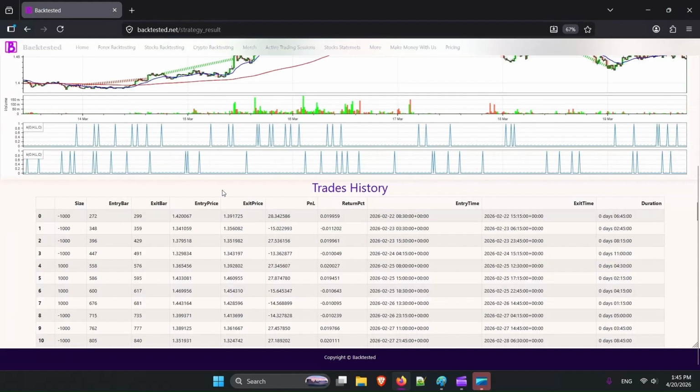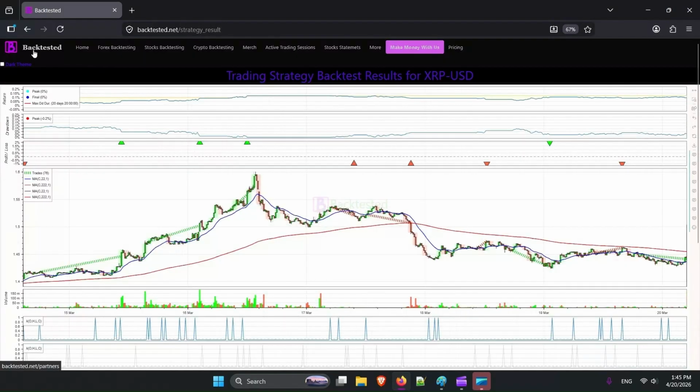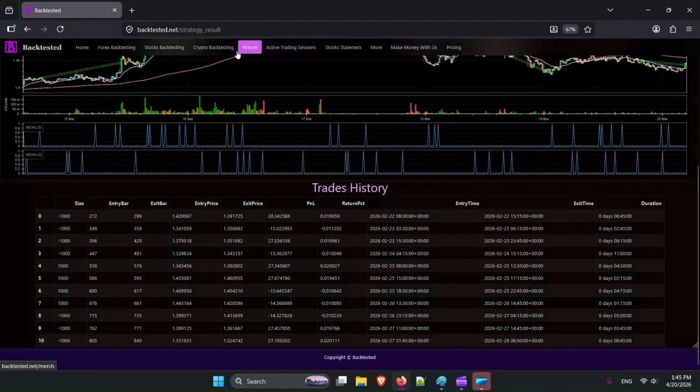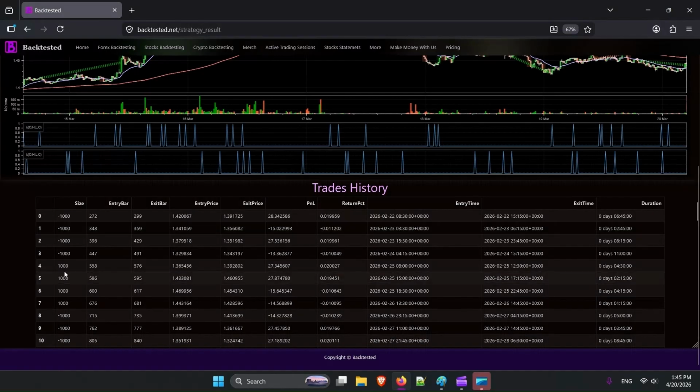Now you have the trades history. Let me turn on the trades history. When you see a negative size in the trades history, that means that the trade was a sell position. And when you see a positive size, that means that the position is a buy.